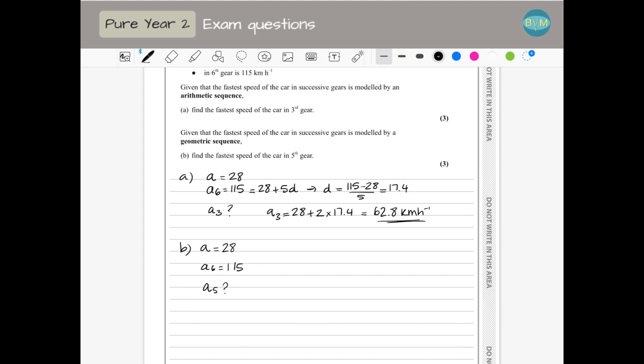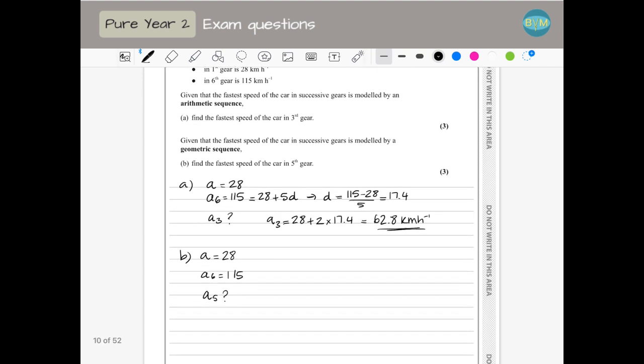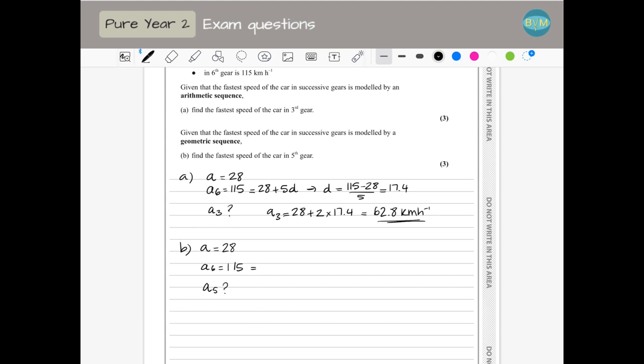So when it's a geometric sequence, remember you have that a_n is going to be the first term multiplied by r to the n minus 1. So a6 in this case is going to be a, so the first term, multiplied by r to the power of 1 less, so r to the power of 5, which means that we can find r, just doing this, 115 divided by 28, which means r is going to be the fifth root of 115 divided by 28. You get a lot of decimals here, so I would just keep this in the calculator. It's not a nice number. I would use this in the calculator.